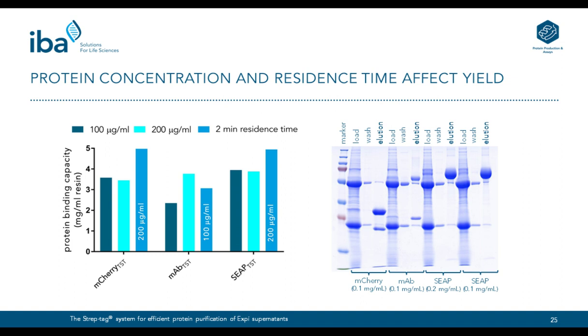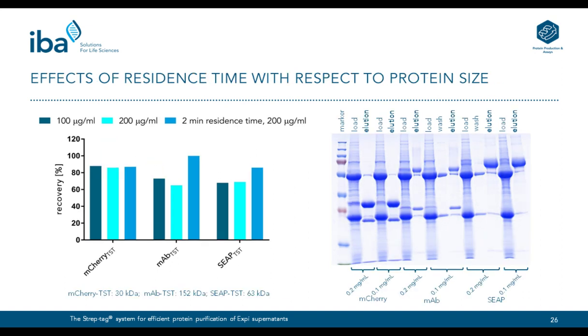Because of this, in the following experiment, we haven't used the 30 column volumes of wash volume to save a little bit of time. So again, the next experiment was to check how the recovery is influenced by the protein concentrations in the Expi system. And again, we see that the recovery was not affected by the protein concentration in the supernatant. Doesn't matter if we use 200 or 100 micrograms per milliliter of our 3 proteins in the Expi supernatant.